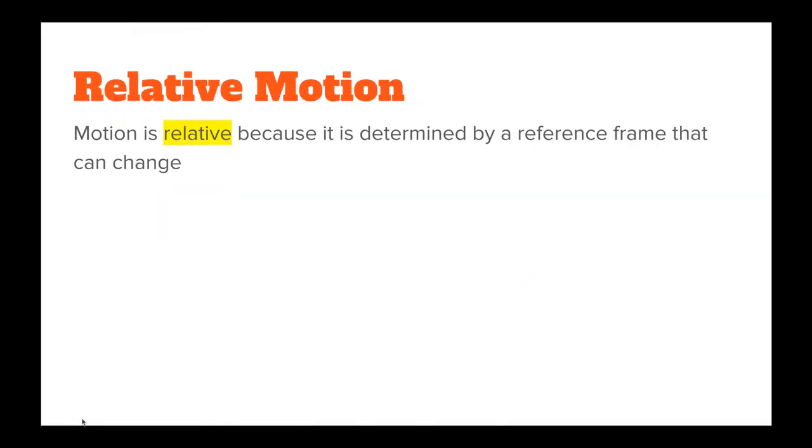Motion is also relative because it is determined by a reference frame that can change. So when you describe motion, you have to say something is moving relative to some other thing. Let's look at some examples.